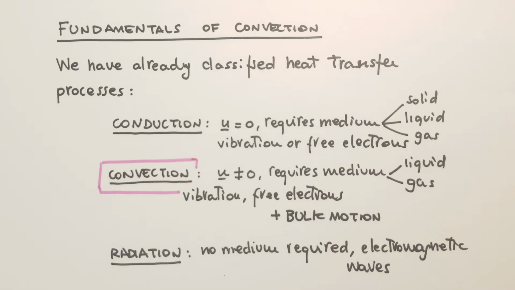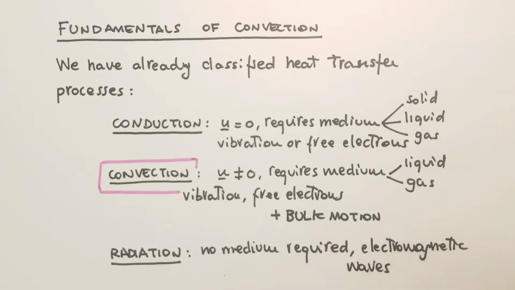Instead, in convection, the velocity field is not zero, so there is a bulk motion. It also requires a medium and it occurs in liquids and gases. It is also due to the vibration of the molecules and free electrons, but the most part of convection is due to the bulk motion of the fluid.